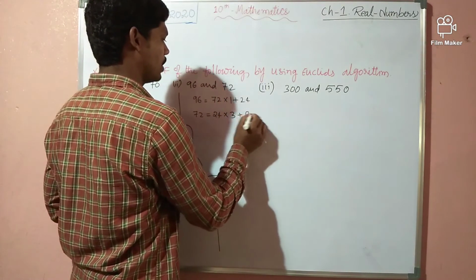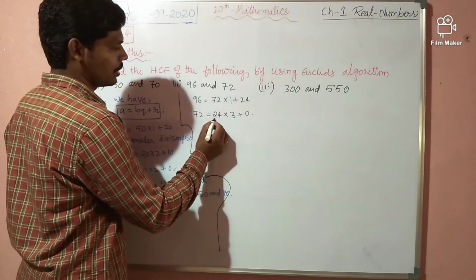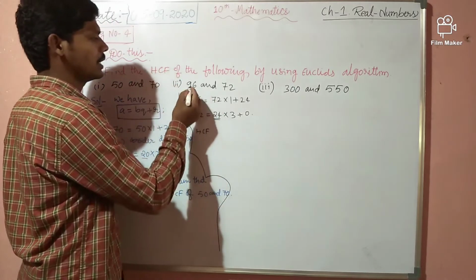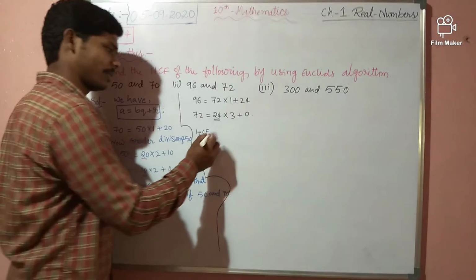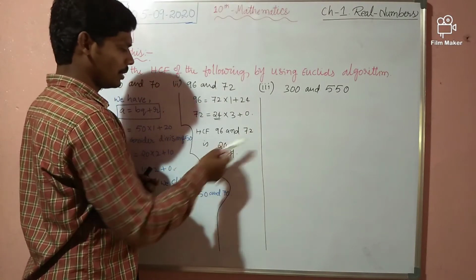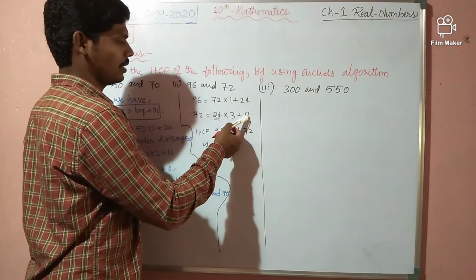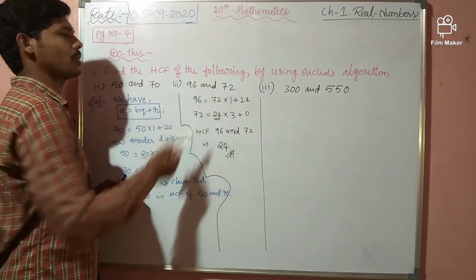So the remainder becomes 0, and we conclude that the last divisor, 24, is the HCF of the given two positive integers 96 and 72. So the HCF of 96 and 72 is 24. The last divisor is 24, where we got the remainder as 0. At the last stage the divisor becomes the HCF of the given two positive integers.